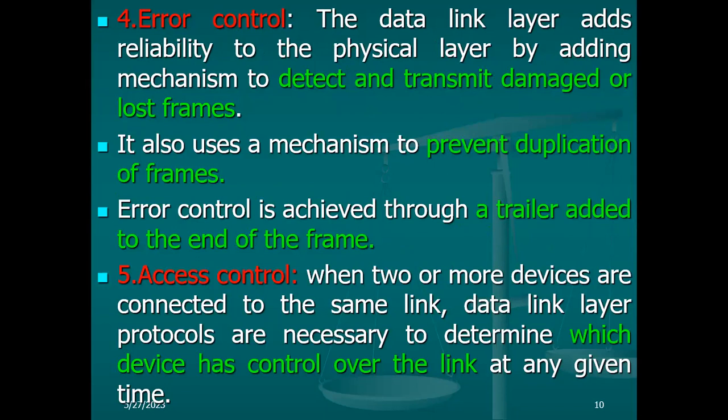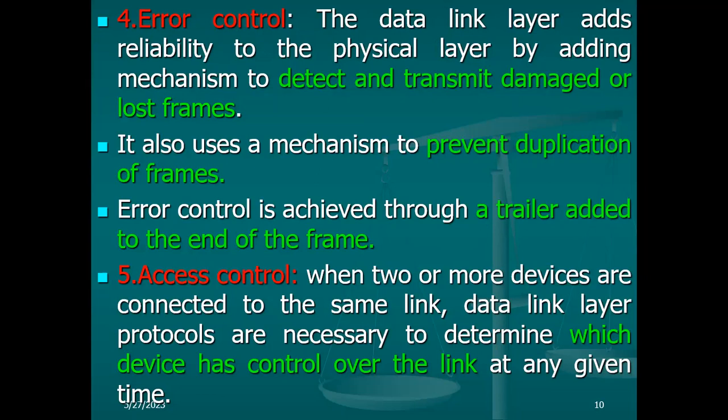When the data is transmitted from the sender to the receiver, there is a possibility of frames being lost, or a frame may get damaged. Otherwise, there may be a chance of duplicating the frames. So it is the responsibility of the data link layer to detect such errors, and after detecting the error, it is the responsibility of the data link layer to correct it. That is called error control.